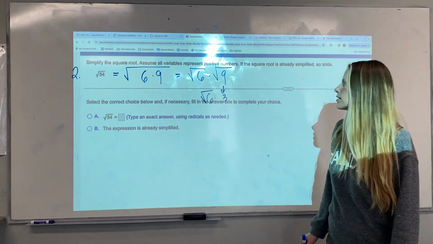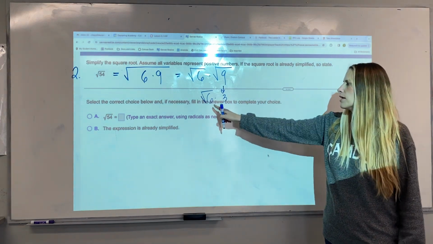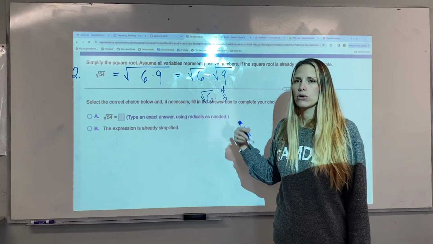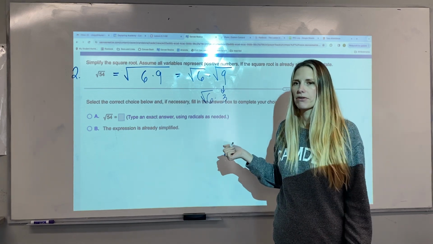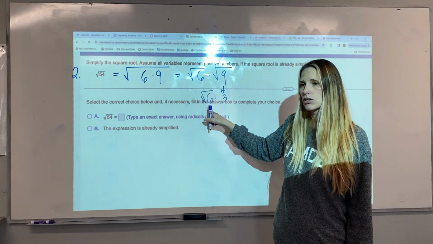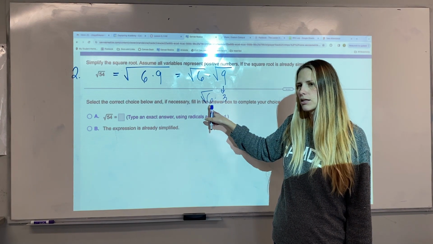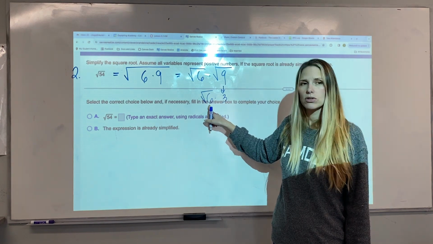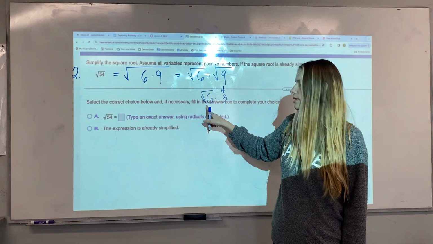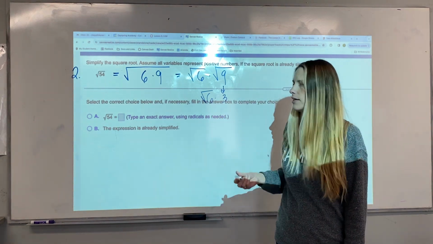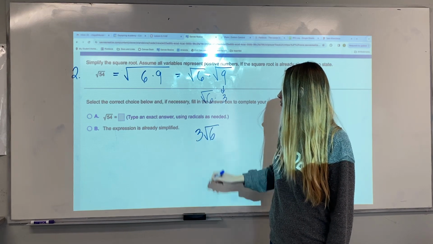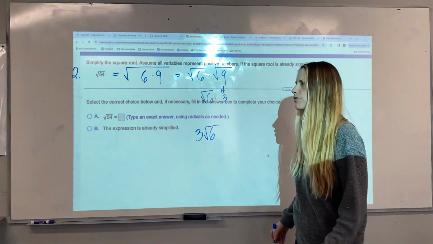How do we write this? Well, let me keep going. The square root of 6. Is that a whole number? Can it be simplified? No. If I were to break this down into factors, what would the factors be? 2 and 3. Are either of those perfect squares? No. So that's as simple as that can get. So how do we write it? 3 times the square root of 6.